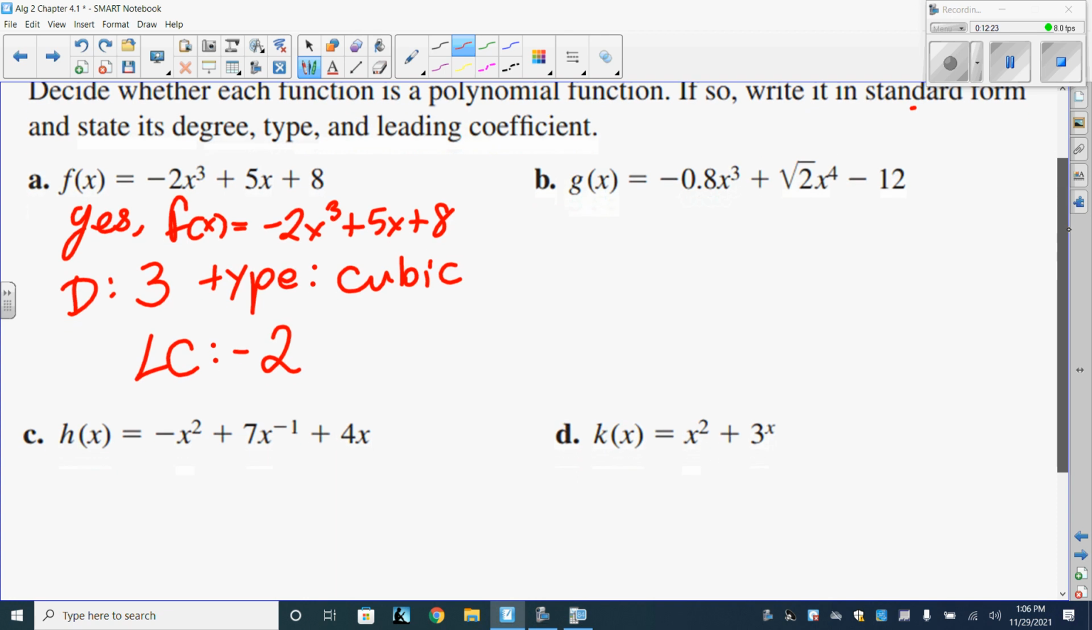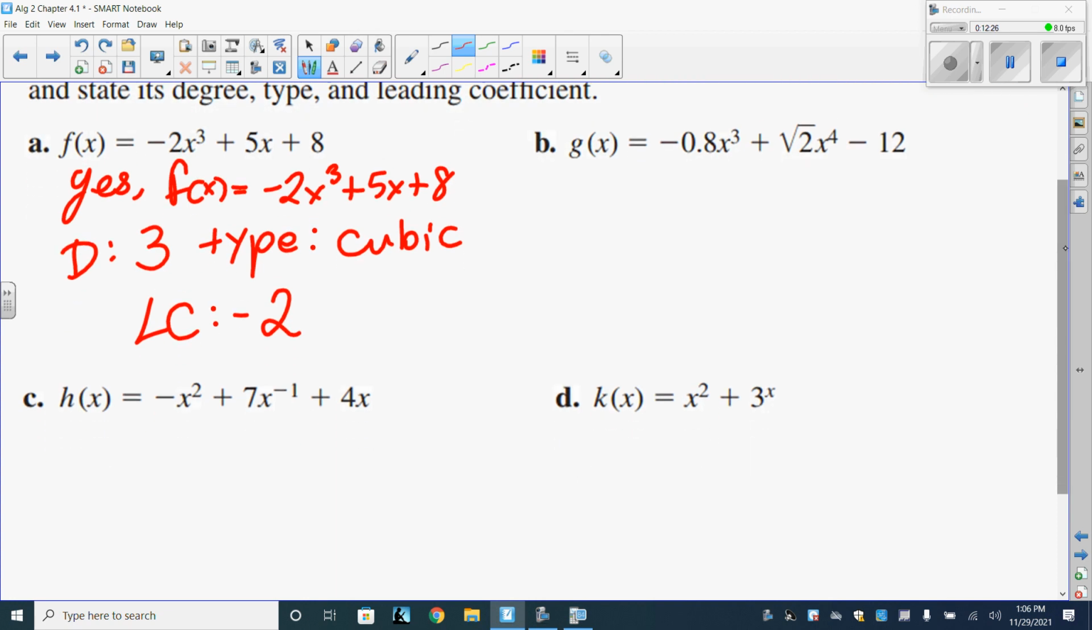Let's look at the next one. Let's look at B. Can we say that this is a polynomial function? So let's go through the checklist and make sure. Are there any negative exponents? Are there any fractional exponents? Are there any variables as an exponent? So we're good there. Are there any variables inside the radical? Yes.